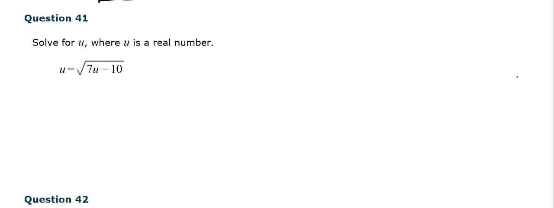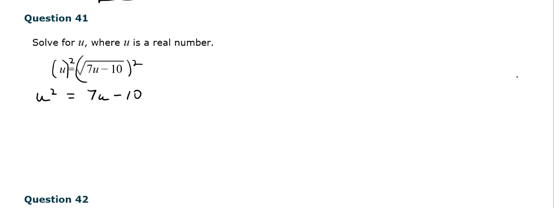My next problem, I have u equals the square root of 7u minus 10. The process is going to be the same. Since the radical is already isolated, in order to eliminate it, I'm going to square both sides. So that gives me u squared equals 7u minus 10. Now, since I have a quadratic equation, u is raised to the second power, I need to set this equation to 0.